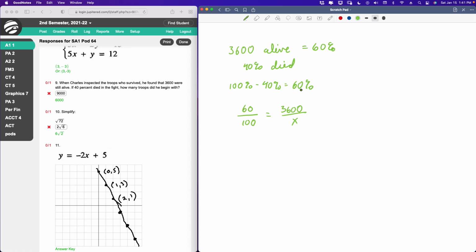You see how that works? This is 60%. This is 60%. So 60%, 60 out of 100, is equal to 3,600 out of some number. So we just do a cross multiplication. 60 times x is equal to 3,600 times 100, 360,000. So we divide by 60.